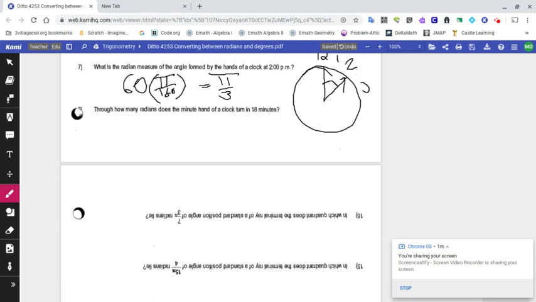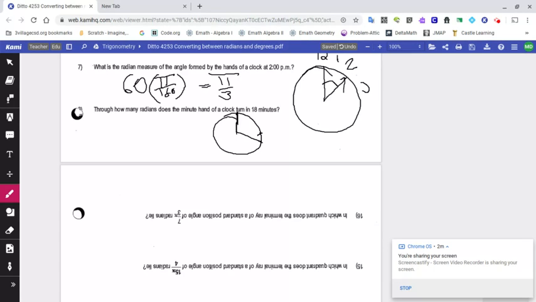Now what about 18 minutes? Now we're talking about 18 minutes. Suppose it starts up here at 0 minutes. Here's 15, right about here would be 15, 18 minutes would be here. Well, again, there's 60 minutes in a clock. So if I divide the entire clock, 360 degrees, by 60, then I know each minute is worth 6 degrees.